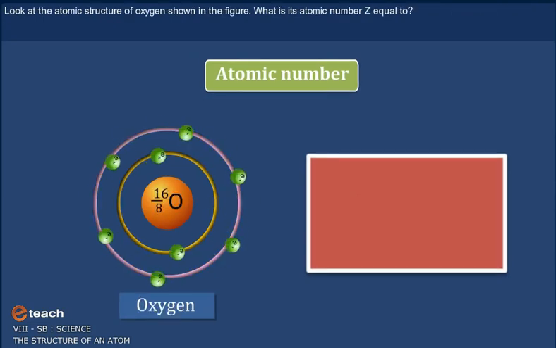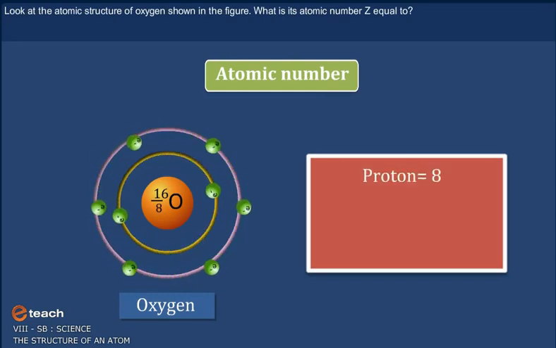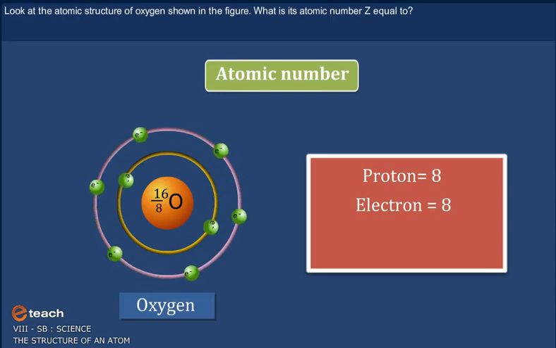Students, now look at the atomic structure of oxygen shown in the figure. Now tell me, what is its atomic number Z equal to?